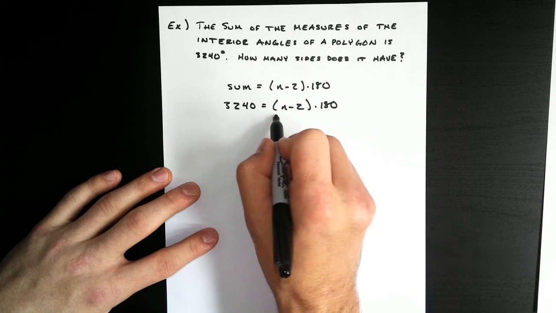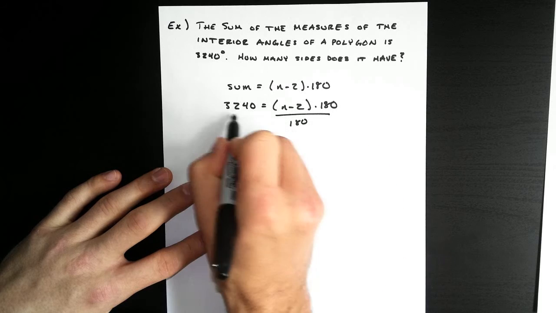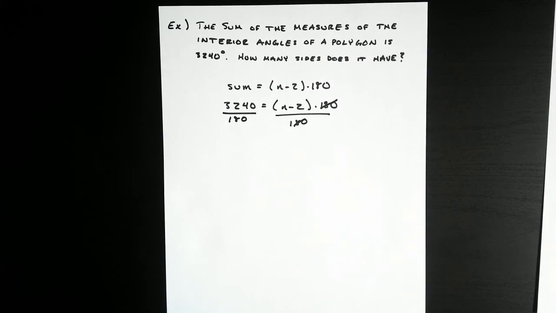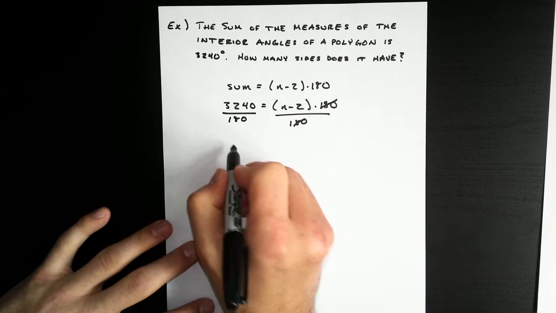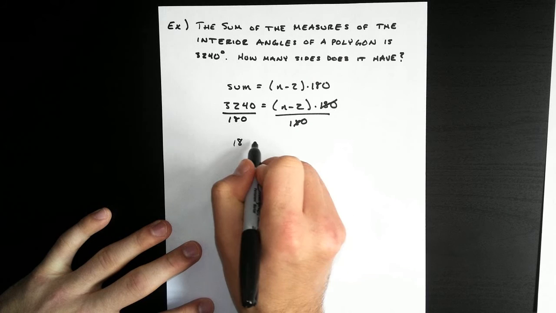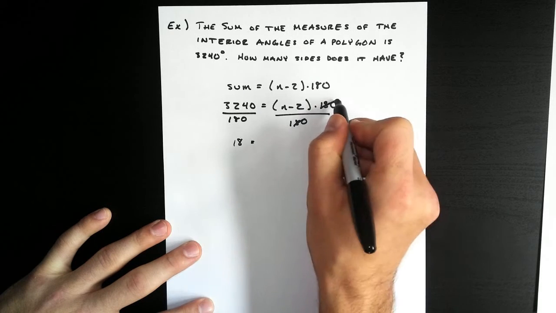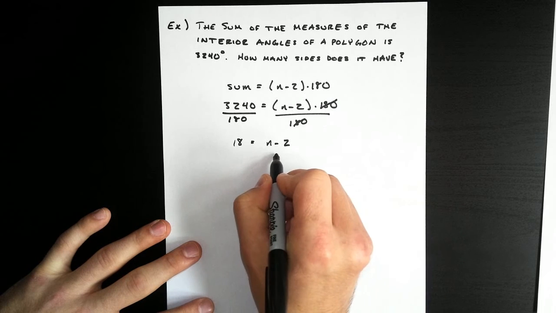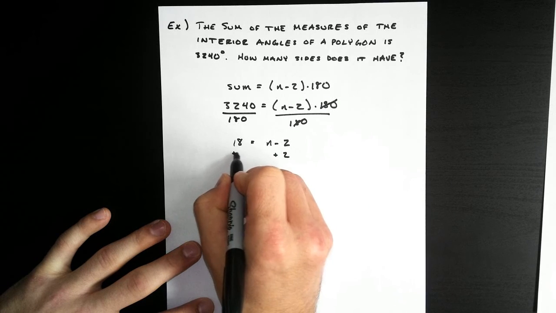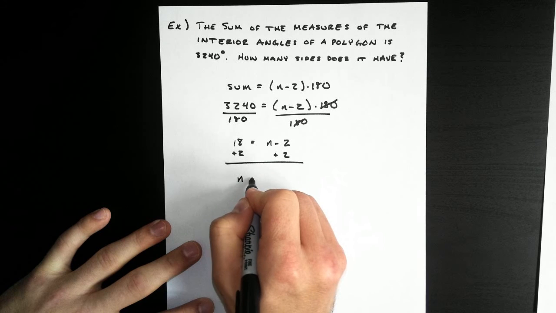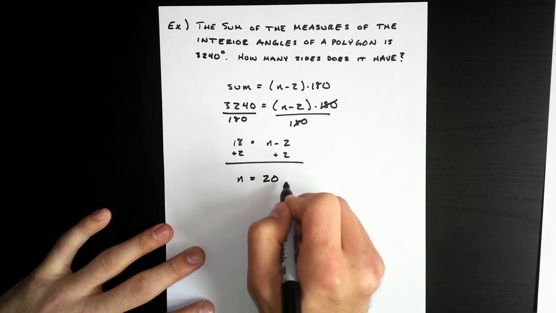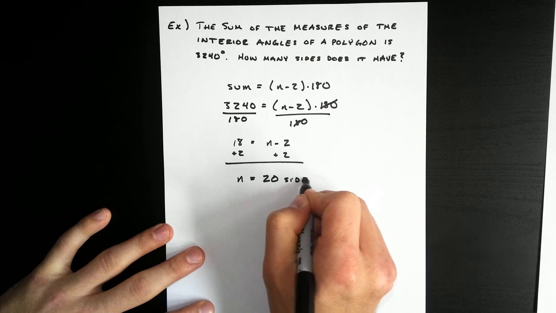I could distribute here, but instead I'm going to divide both sides by 180. This simplifies to 1. 3,240 divided by 180, we end up with 18. Okay, so that simplifies. We're left with n minus 2. And we'll add 2 to both sides. So we end up with n is equal to 20. So this is a 20-sided polygon.